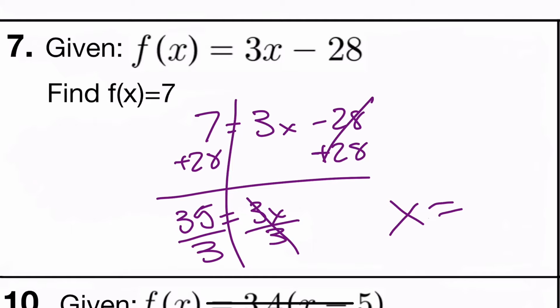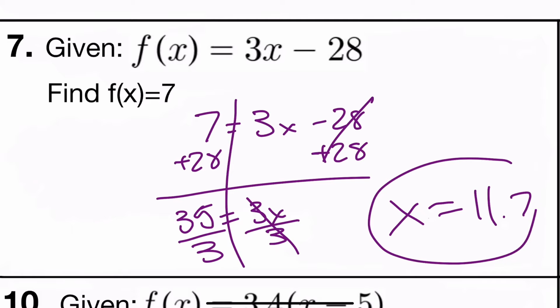So we get x equals 35 divided by 3. That is 11.6666, on and on forever. I'm going to round this. I'm going to say it's 11.7. And we're good. So, whole point of these ones is to set it equal if you see an equal sign. So what I mean is, since this has an equal sign in our find part, that means we're going to set this part equal to that number.